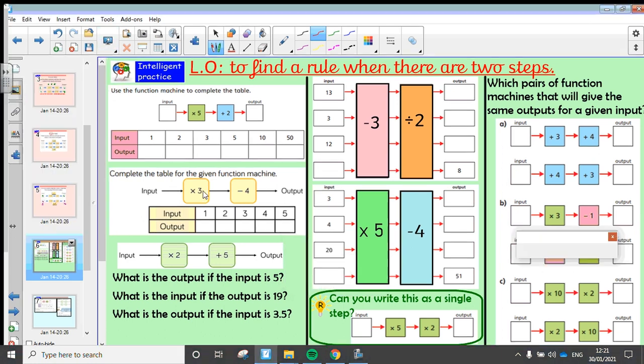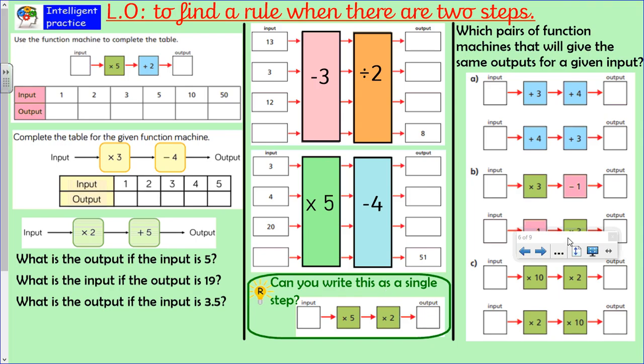Then this is your intelligent practice for Tuesday's lesson. So to find a rule when there are two steps. So first one, use the function machine to complete the table. So the input in the first case will be 1, times by 5, add 2, and that will get you your output. Hopefully that one is fairly straightforward for you there.